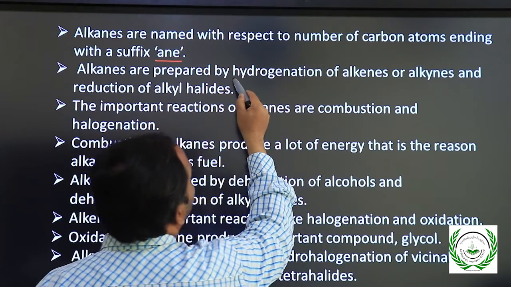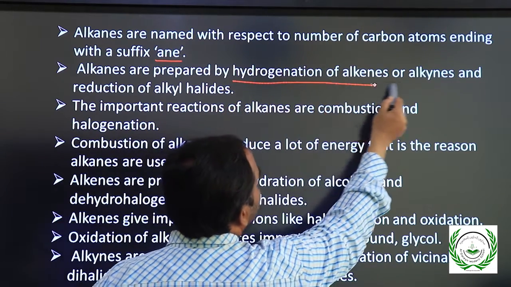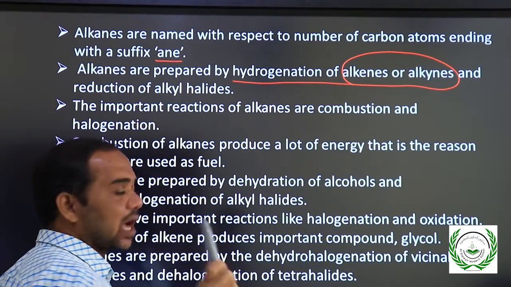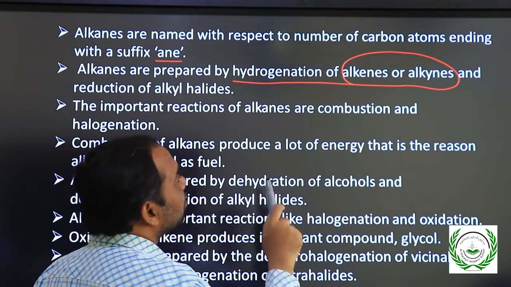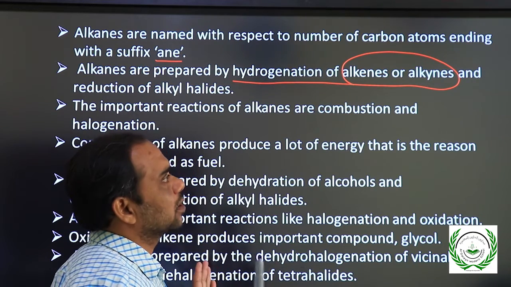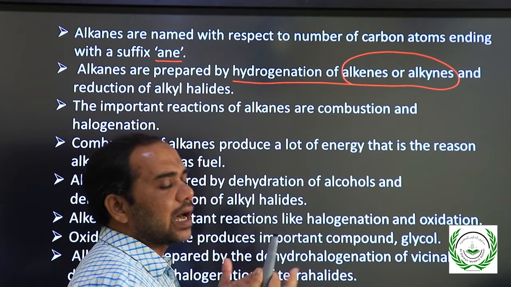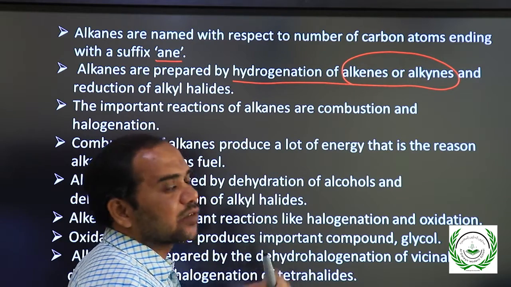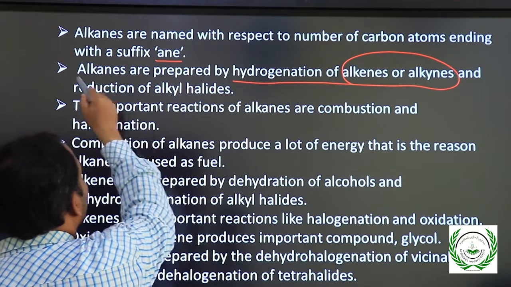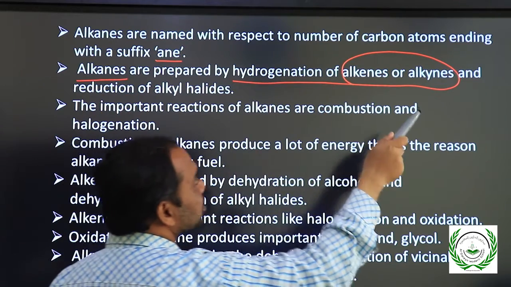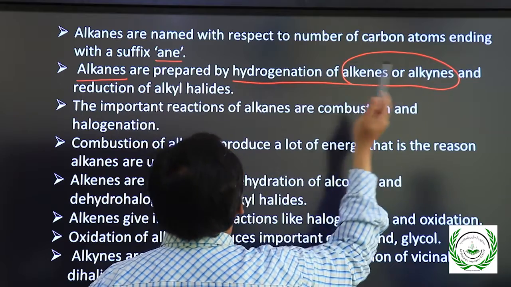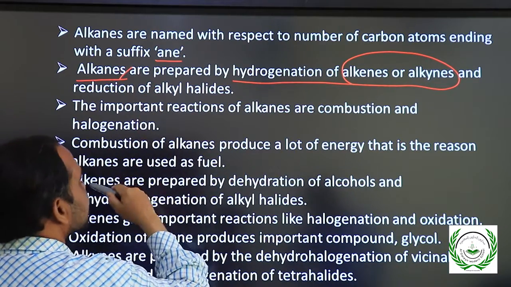Next, alkanes. How are alkanes prepared? We can prepare alkanes by hydrogenation of alkenes or alkynes. Alkenes show a double bond, alkynes show a triple bond. When we add hydrogen to alkenes, the double bond breaks and forms single bonds. When we add hydrogen to alkynes, the triple bond breaks and forms single bonds. Forming single bonds means it's forming alkane. Adding hydrogen is the process of hydrogenation. The hydrogenation of alkenes or alkynes gives alkanes.